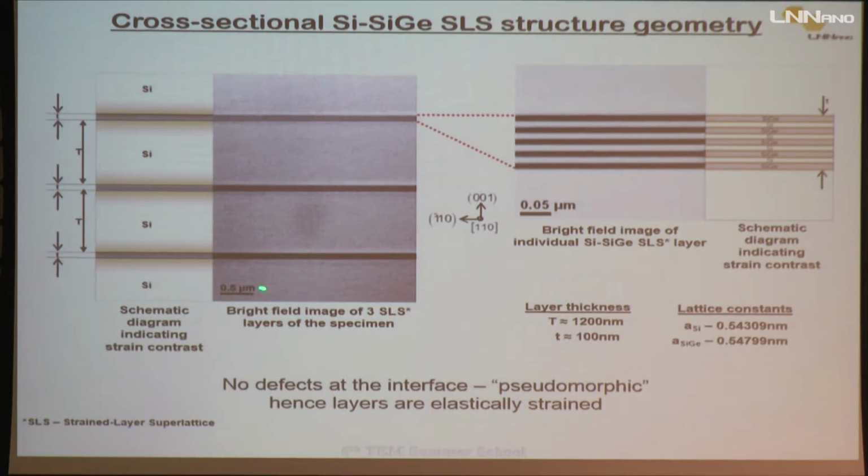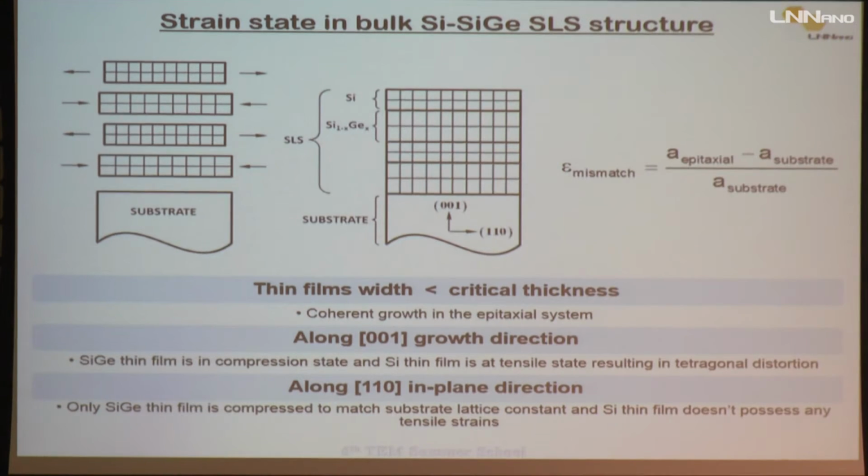From the bright field image, we can see straight away that there are no defects at the interface, so we can consider the growth pseudomorphic in nature. We can also see the lattice strains because all the layers are elastically strained. There is no inelasticity in the layers. When we prepare a sample from the bulk material, there will be a change in strain state, because we mechanically thin the sample from either side to electron transparency and put it into the TEM. By doing that, we change the strain state.